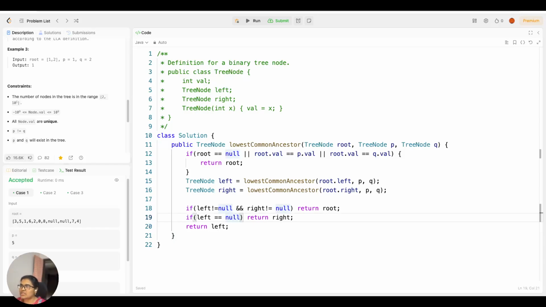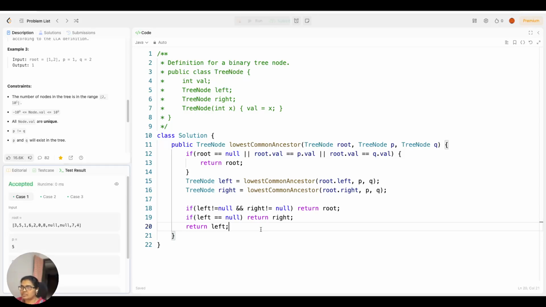So this also covers the case where both left and right are null. If both left and right are null, we have to return null, right? So we are returning right, which is null, so it will return null. If left is null, we are returning right. If right is null, we are returning left. If both are null, we are returning null. These two lines will handle all the three conditions. Okay, this is what we have. Let's submit this and see.